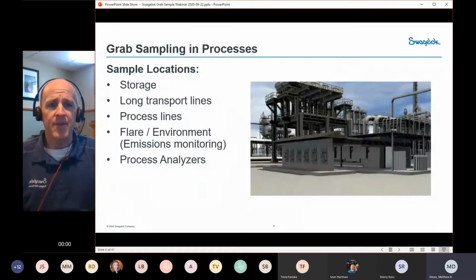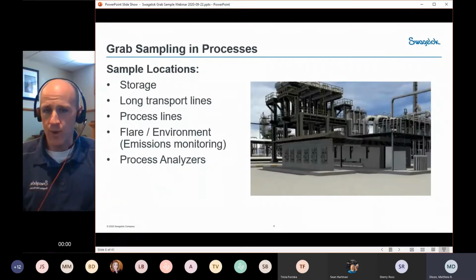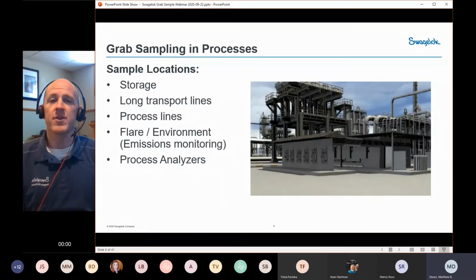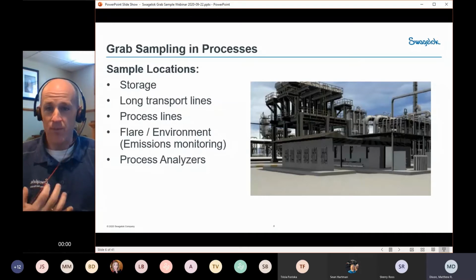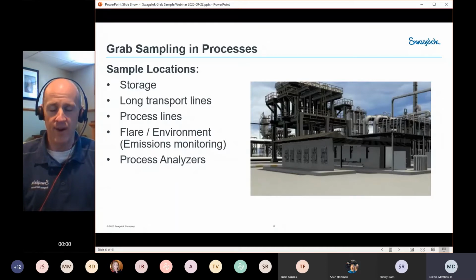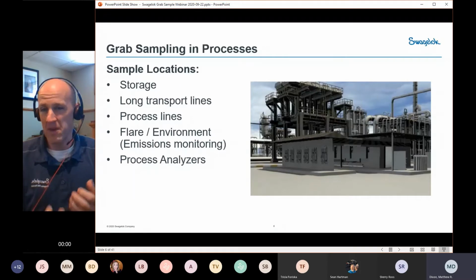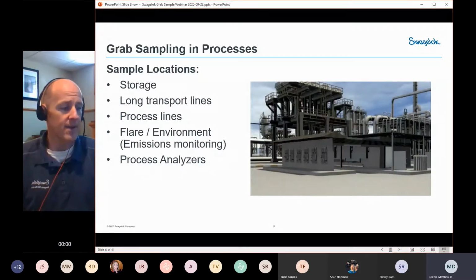In addition to that, there are a lot of different places within your facility where you're going to be performing grab sampling. Certainly in storage locations, whether it's a tank farm, incoming or outgoing. Anytime you have long transportation lines where you could potentially have some product changes, you might see that within the facility, the process lines. And of course, we already mentioned the flare and the environmental aspects. So you could be testing those flare gases, testing whatever's coming out of the flare. And then we already mentioned the process analyzers, and whether those process analyzers are giving us true readings. We really need to make sure that that's happening.